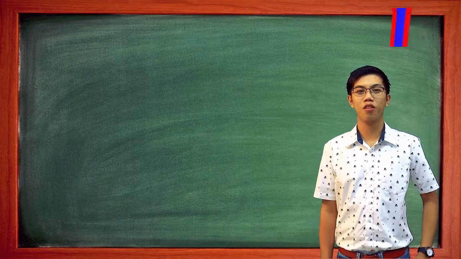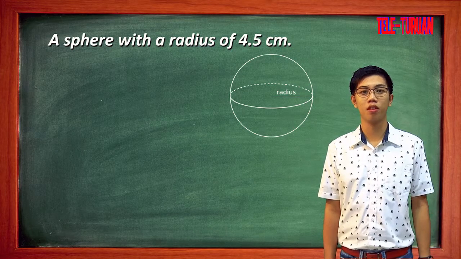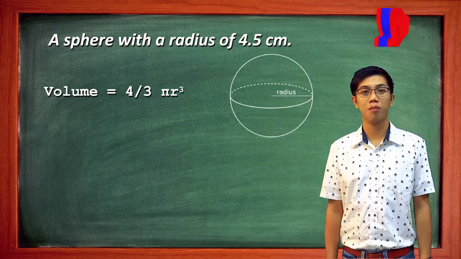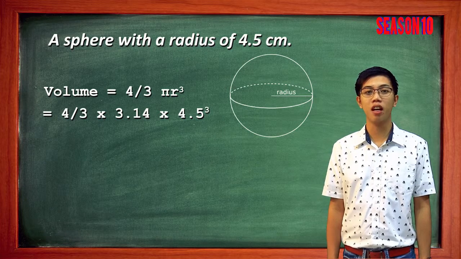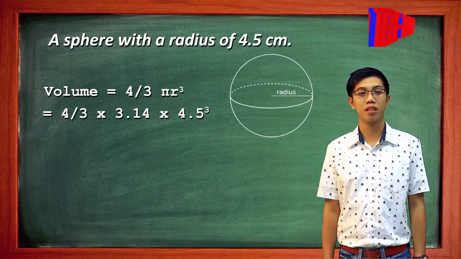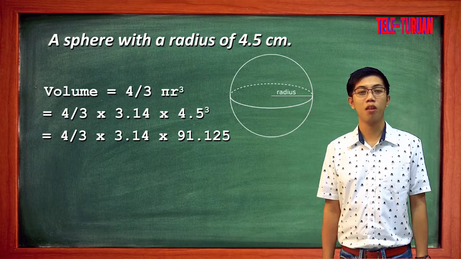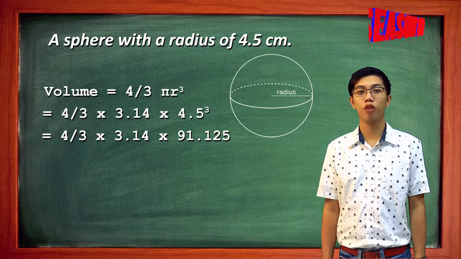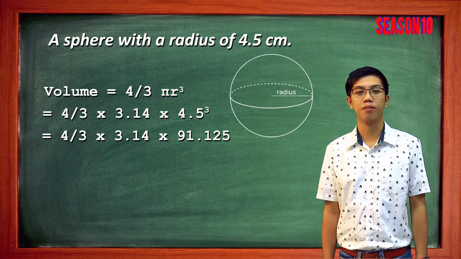Let us try to answer this example. A sphere with a radius of 4.5 centimeters. Use the formula volume is equal to 4/3 times pi r cubed. 4/3 times pi, which is 3.14, multiplied by 4.5 cubed. Let us simplify 4.5 cubed, making it 91.125. 4/3 times 3.14 times 91.125.